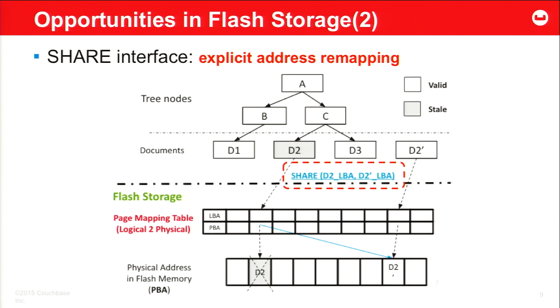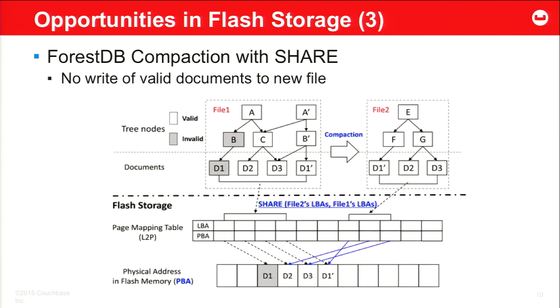So the share interface is very, very good in optimizing the normal-time document update operations. And the other advantage of our share interface is in the compaction operation of ForestDB, right?